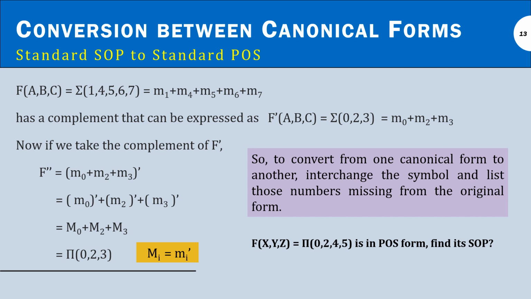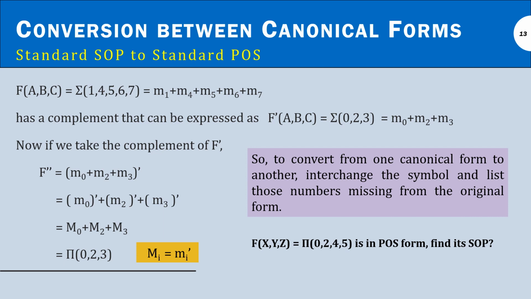Fine. If f complement is equal to sigma 0, 2, 3, then its complement, f double complement, is equal to the complement of m0 plus m2 plus m3. Right, that is m0 complement plus m2 complement plus m3 complement, which can be written as capital M0 plus M2 plus M3, which is equal to pi of 0, 2, 3. So if f complement of ABC is equal to sigma 0, 2, 3, then f double complement is equal to pi 0, 2, 3.